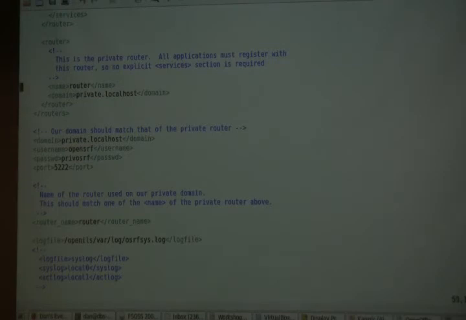And here you can see the private localhost, because I'm running everything locally on my laptop. This is the private router. Because it's the private router, it has special access to every application that's going to be served up.